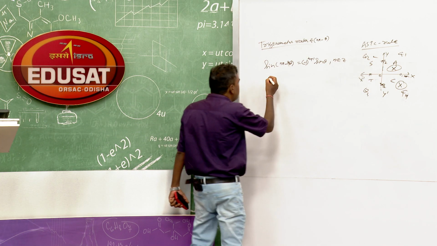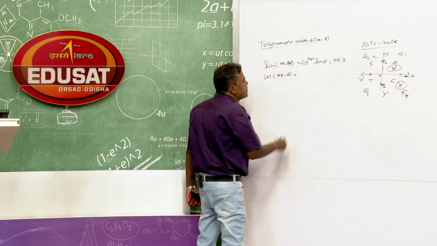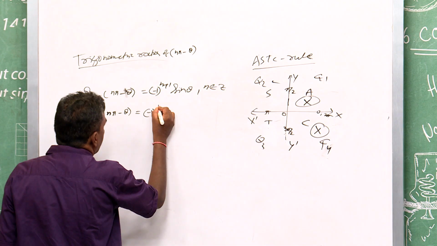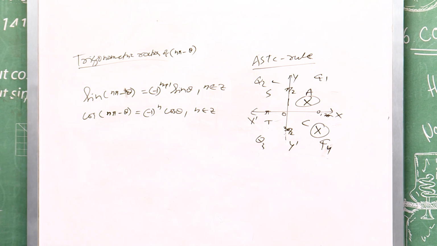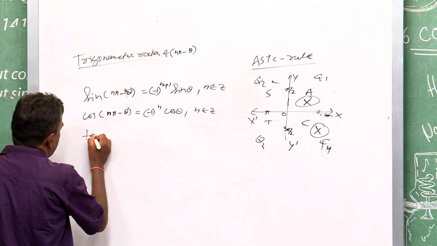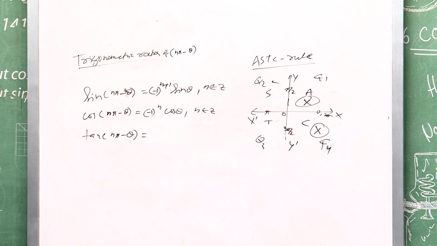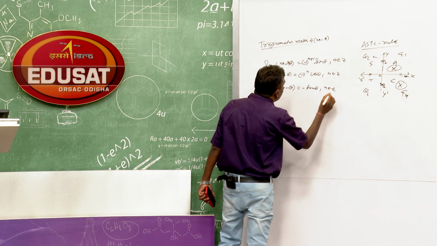So, cos n pi minus theta is equal to minus 1 to the power n cos theta, where n belongs to Z, Z is the set of integers. Then tan n pi minus theta is equal to minus tan theta, n belongs to Z.